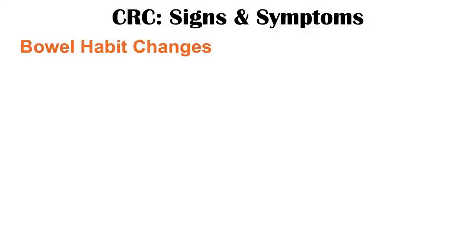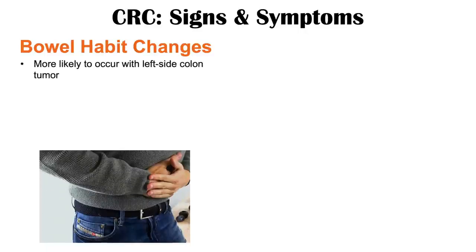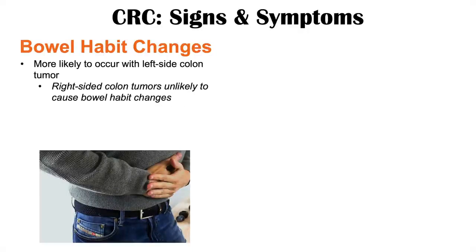Some other important findings in colon cancer are bowel habit changes. Bowel habit changes are going to be more likely to occur with left-sided colon tumors. If it is a right-sided colon tumor, it's unlikely to cause bowel habit changes. And what happens with bowel habit changes is there's often an alternation between constipation and diarrhea. They may have had normal bowel habits throughout their entire life, and then all of a sudden they start to have issues with diarrhea, which then alternate to constipation. It can look like irritable bowel syndrome, but because the patient is oftentimes going to be older, past the age of 50, this is going to be a red flag if we see these symptoms.